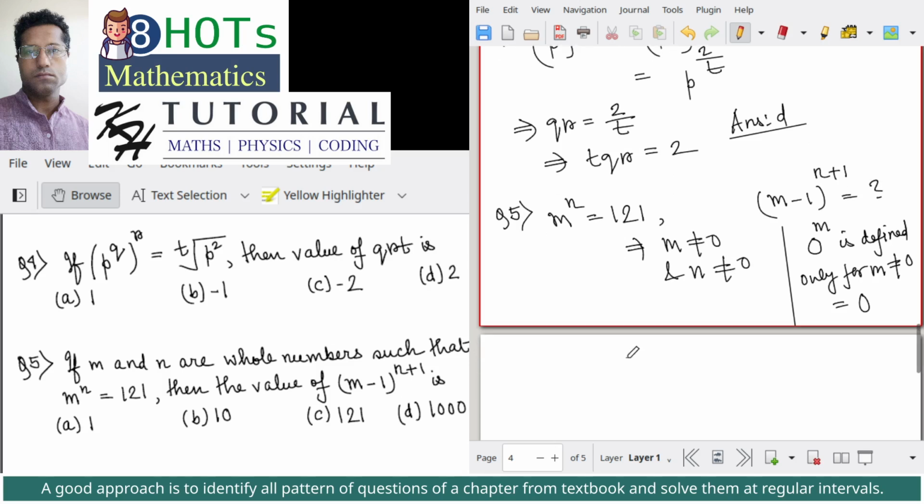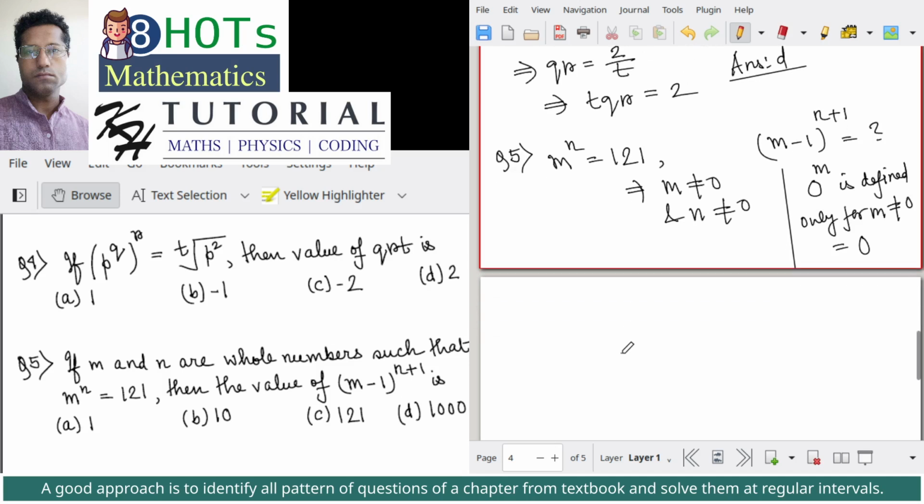So we have to see what values m and n can have, which must be natural numbers, so that m to the power n is equal to 121. So how do we proceed? We have to see how we can express 121 as an exponential term. Given a natural number, how do you express it in exponential form? You have to do prime factorization.